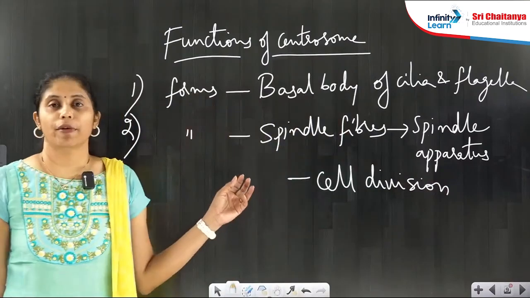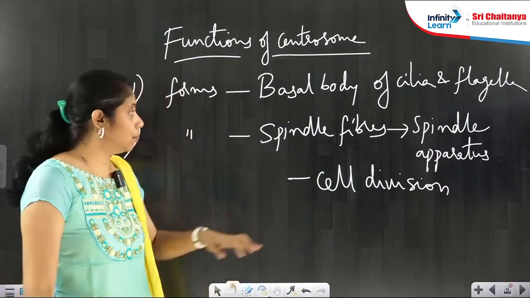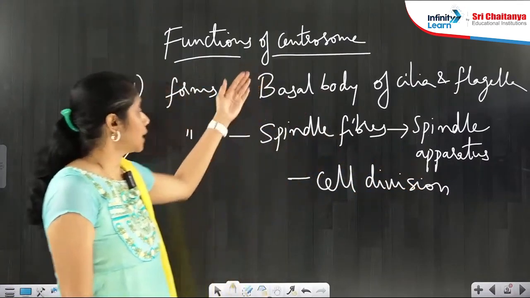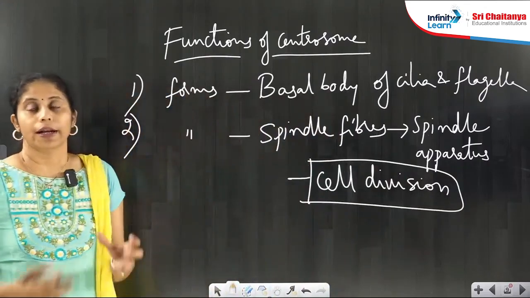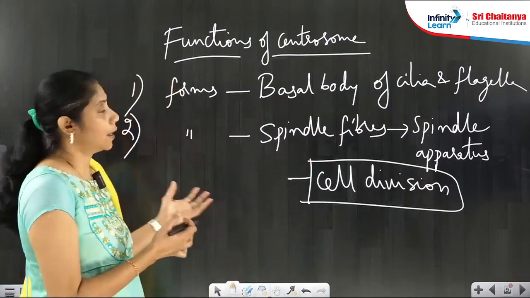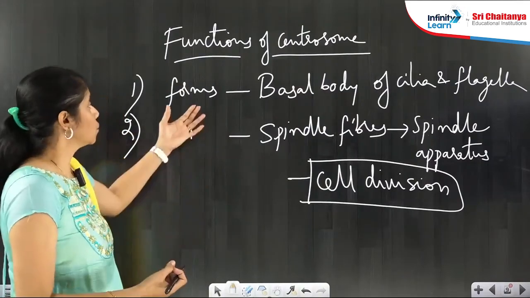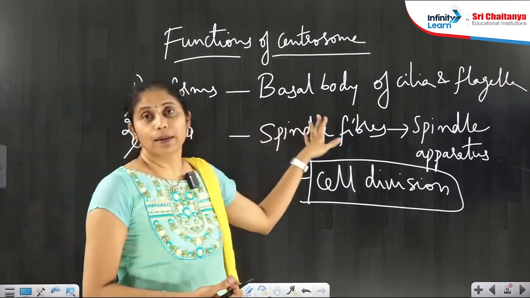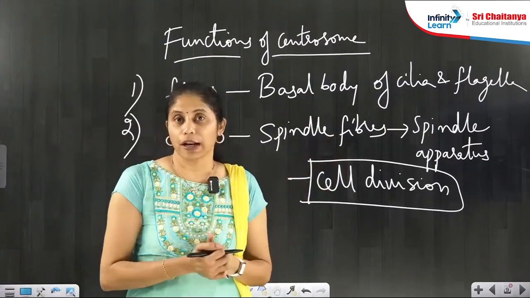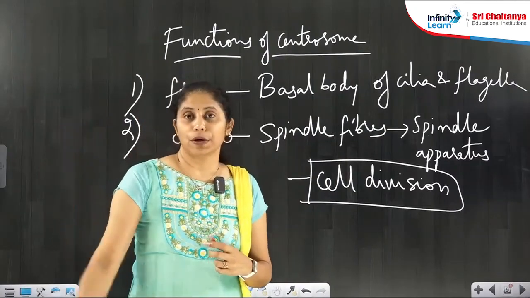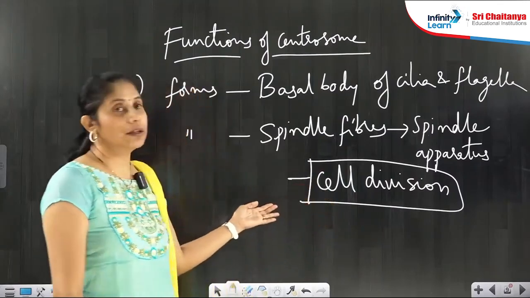Because spindle fibers are made up of microtubules, and the spindle fibers will be arranged together at the time of cell division in the form of the spindle apparatus. So this helps in cell division. That is the reason why it lies near the nucleus. Apart from this, there are no major functions. These two are the main functions. It forms the basal body of the cilia or flagella, and it forms the spindle fibers. The spindle fibers form the spindle apparatus during the cell cycle, mitosis, meiosis, and they help in cell division. One cell will become two cells.